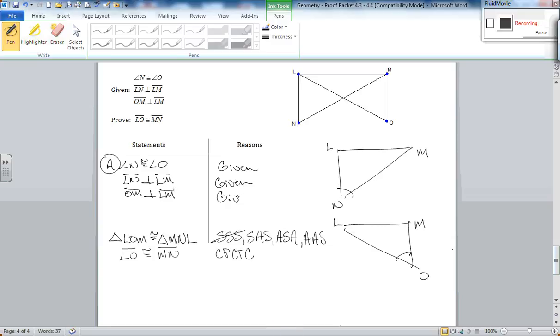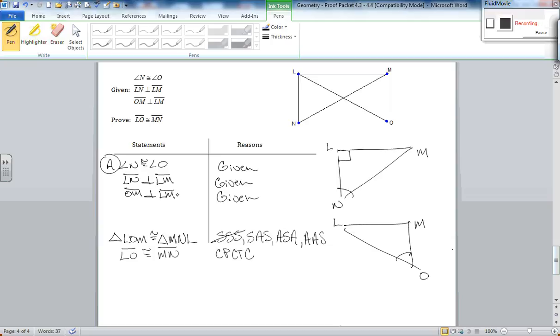Now, by definition, perpendicular means that these two segments intersect to form a right angle. Now we know that right angle is going to be at L, because if you look here at this statement, these two lines intersect at a right angle by definition of perpendicular. That means they can only intersect once. They have point L in common. So that means at L there must be a right angle.